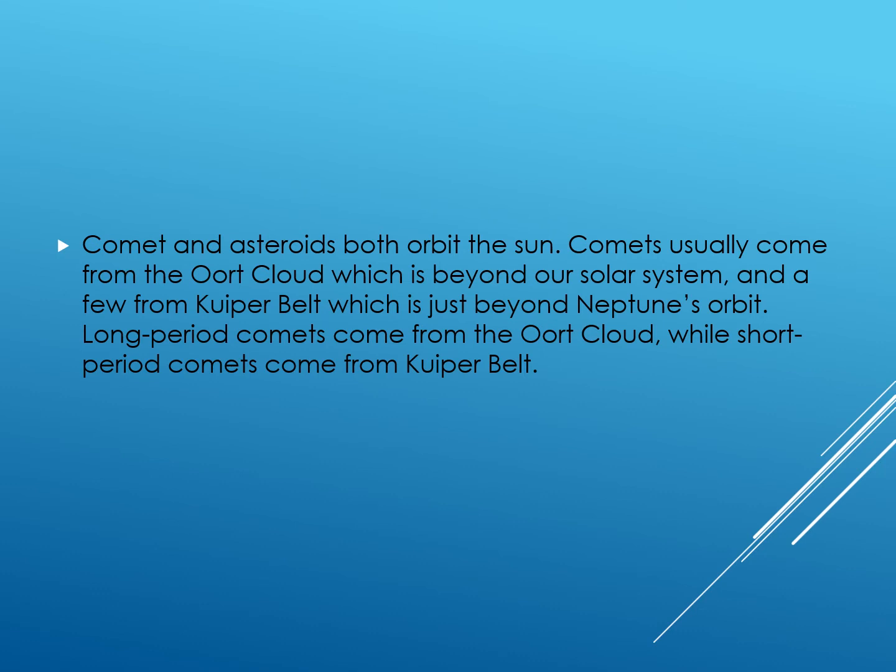Comets and asteroids both orbit the sun. Comets usually come from the Oort cloud, which is beyond our solar system, and a few from the Kuiper belt, which is just beyond Neptune's orbit. Long period comets come from the Oort cloud, while short period comets come from the Kuiper belt.